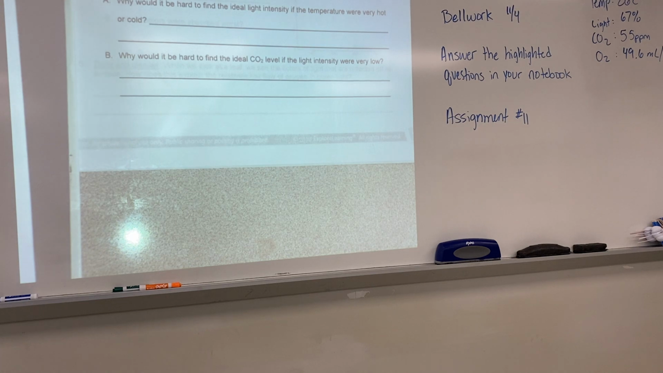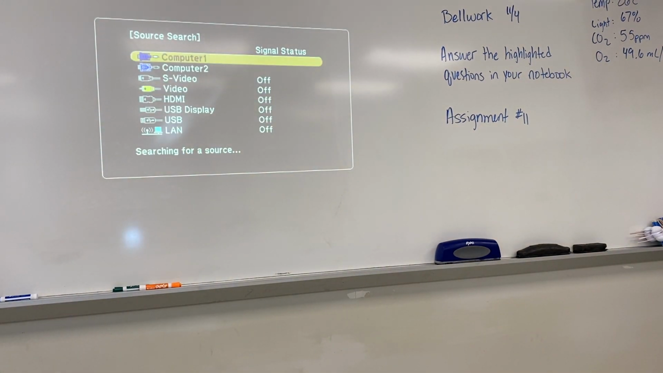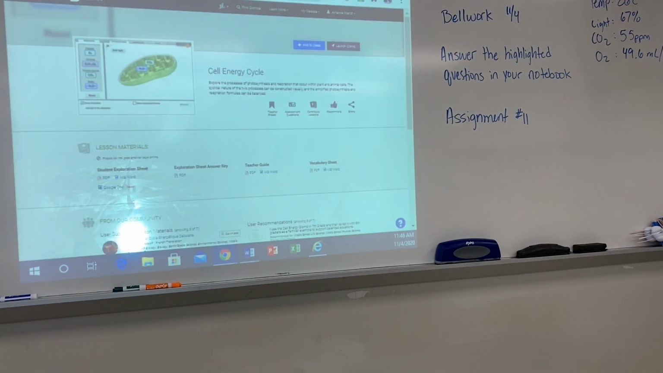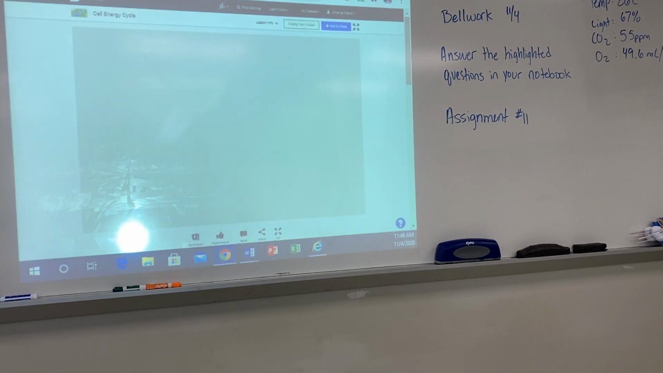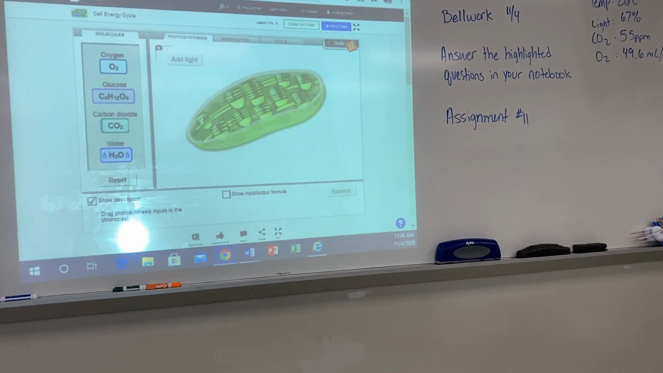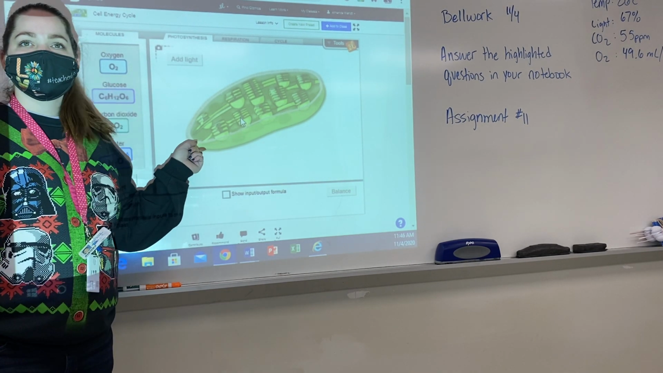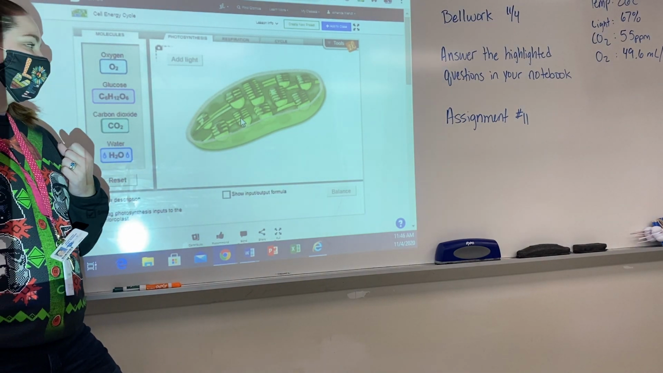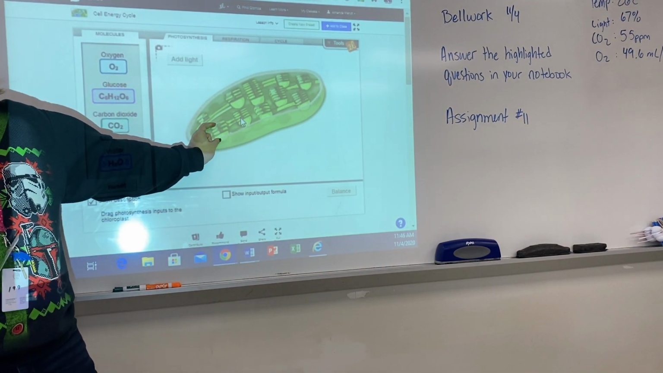So now we're going to switch from photosynthesis, and now we're going to talk about the energy cycle as a whole. All right, so real quick, what is this organelle? It is a chloroplast. Because it is what color? Green. What inside the chloroplast is making it green? Chlorophyll.